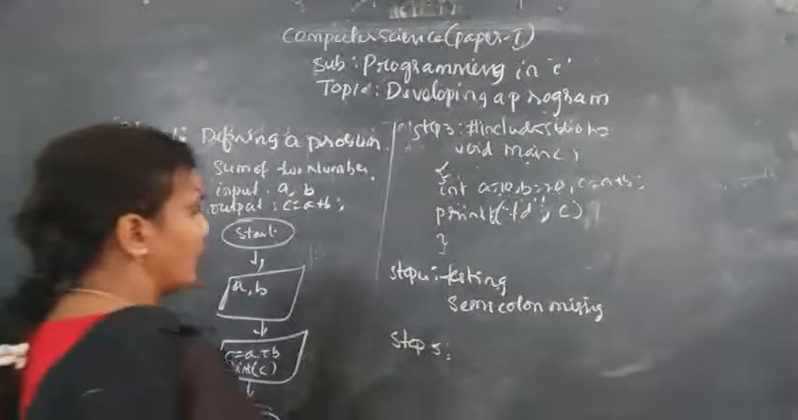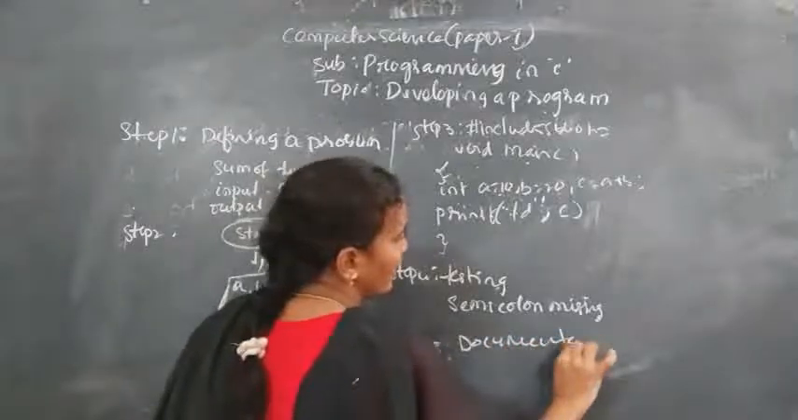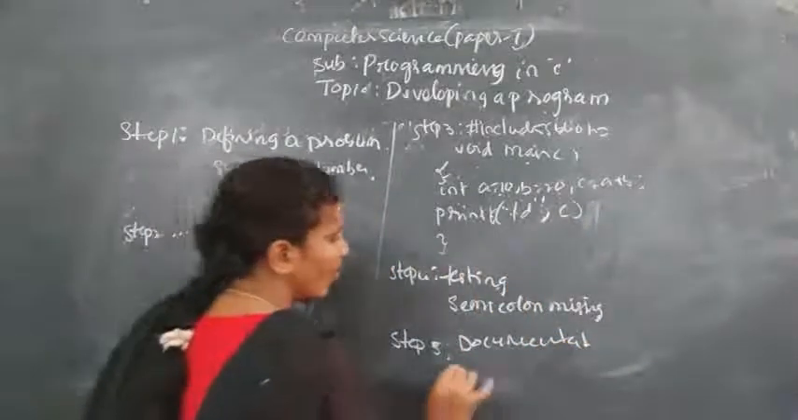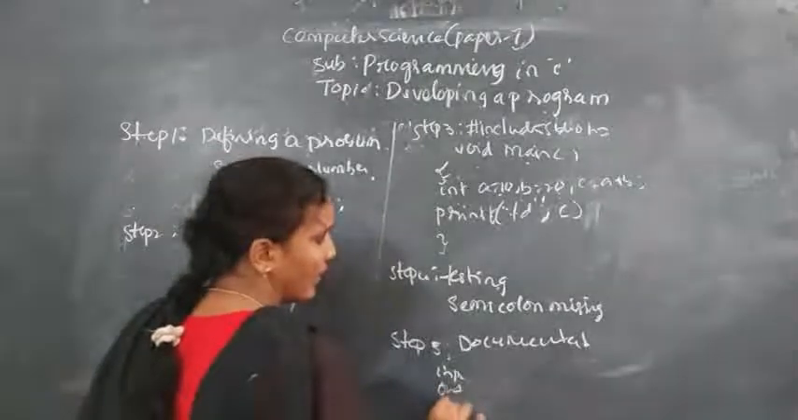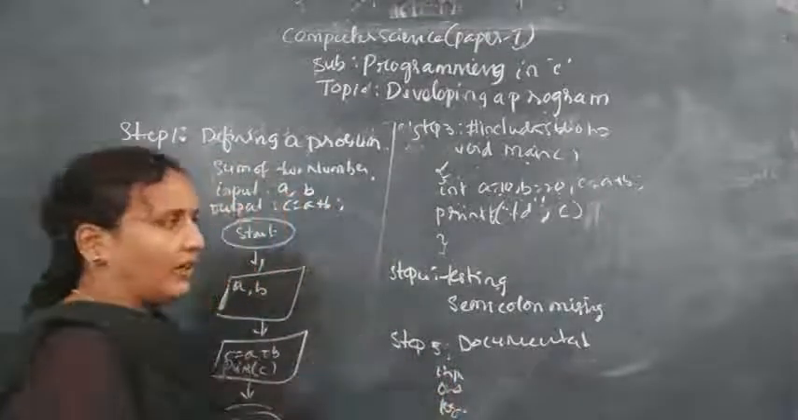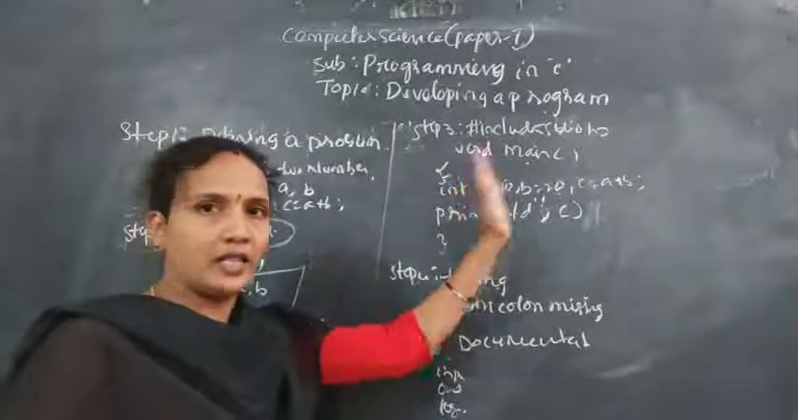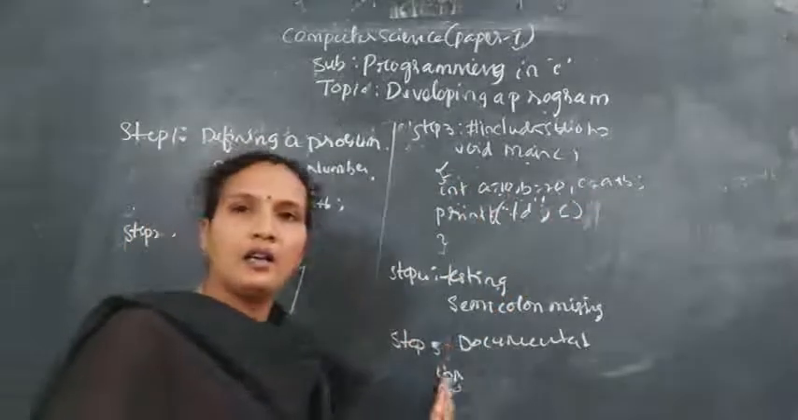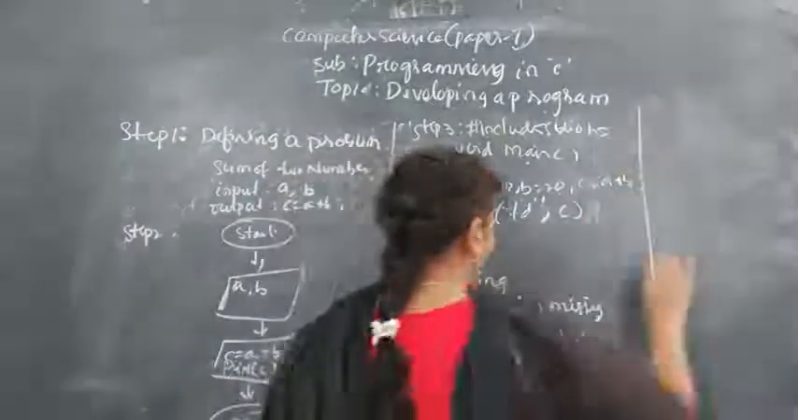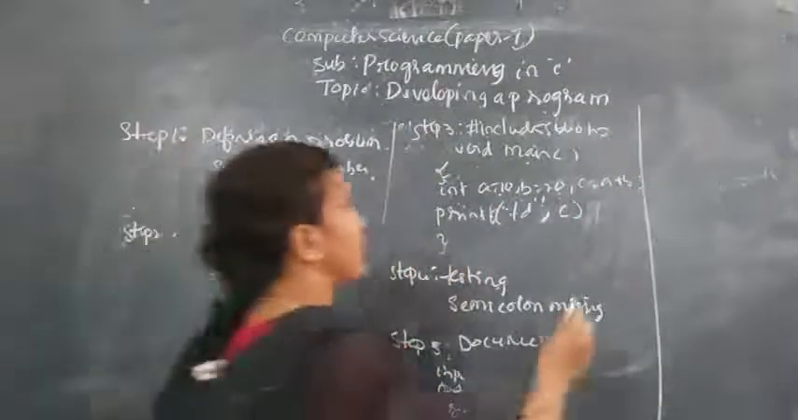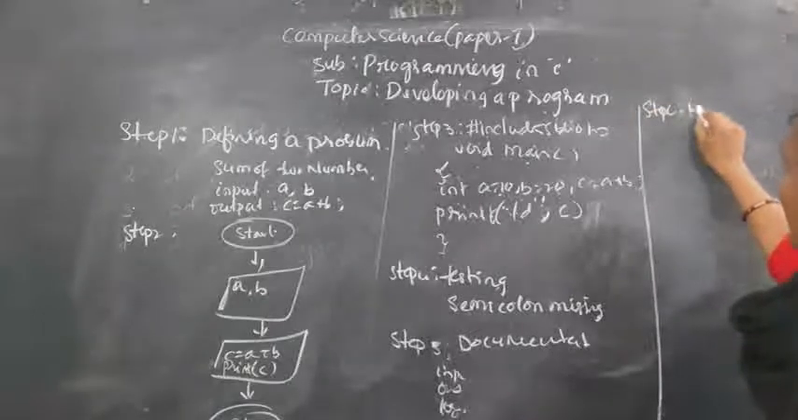Sorry, documentation after that. Documentation. In documentation, what we do is write what input you have used, what output, and what the logic is. You will write everything. It is a writing part. The program executes inside the system, and this is a writing part that you write in a hard copy. Next, step 5. Step 6 is nothing but the implementation. Step 6, implementation.